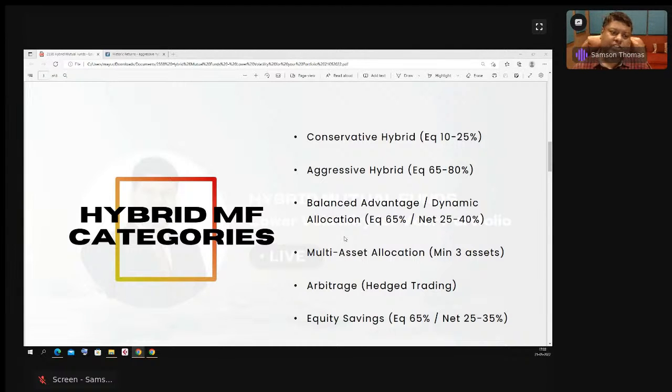Then we have something called the multi-asset allocation fund, which means that there are at least a minimum of 3 asset classes in one single fund. Multi-asset allocation meaning there are at least 3 asset classes in one single fund.